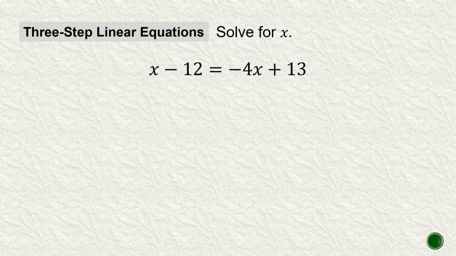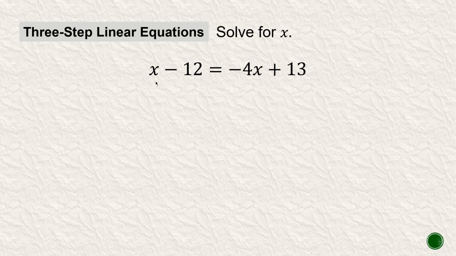Okay, so here we have a three-step linear equation and we need to solve for x. Not only that, we will do three steps, as you can see there are two terms with variables. So on the left we have an x and on the right side we have a negative 4x. Okay, so the first step that we will do here is to remove that negative 4x on the right side.